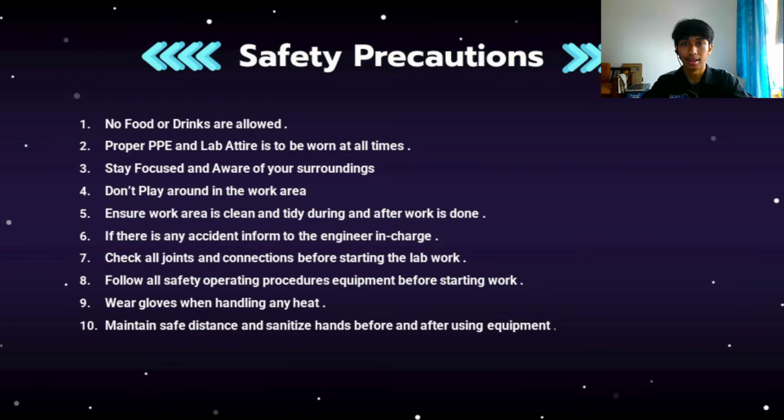If any accident happens during the laboratory session, inform the engineer in charge. Check all joints and connections of the apparatus before starting the lab work. Follow all safety operating procedures for the equipment before starting the experiment. Wear gloves when handling anything hot. And lastly, maintain a safe distance and sanitize hands before and after using any equipment.